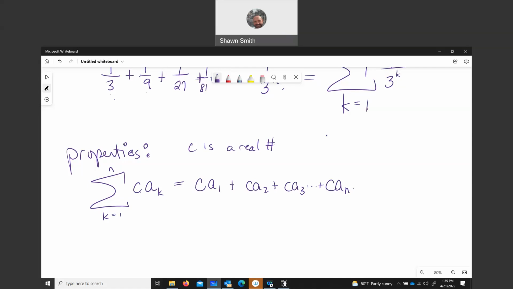So if I factor out the c, that's c times a sub 1 plus a sub 2 plus dot dot dot all the way to a sub n. This is just equal to the constant c multiplied to the summation of a sub k, where k goes from 1 to n. If you got a constant in front of a variable, take it out, bring it out in front.